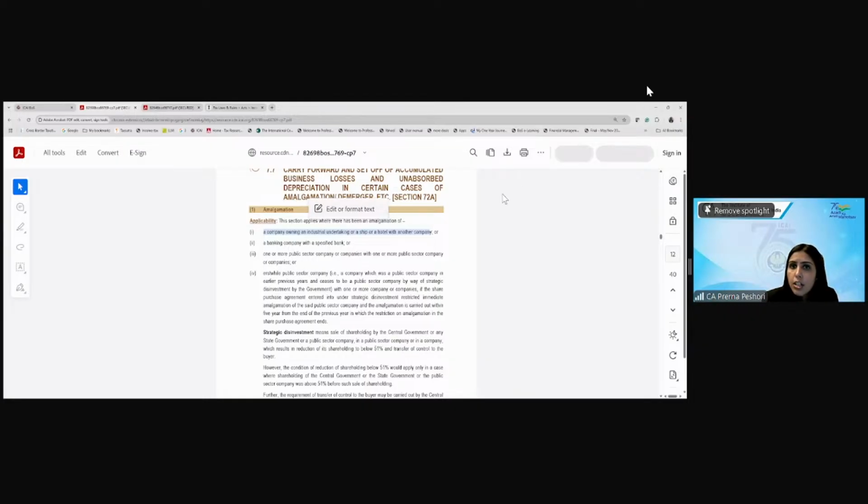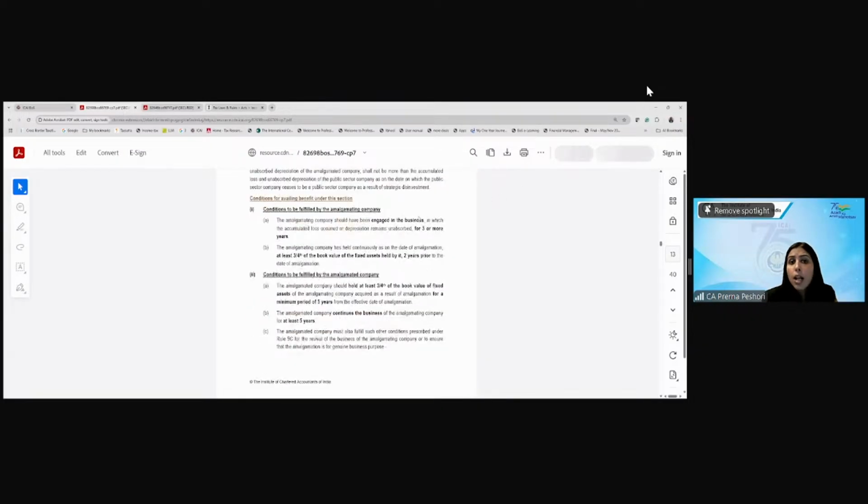But there are certain conditions which are prescribed. Conditions are the amalgamating company should have engaged in the business for 3 or more years.